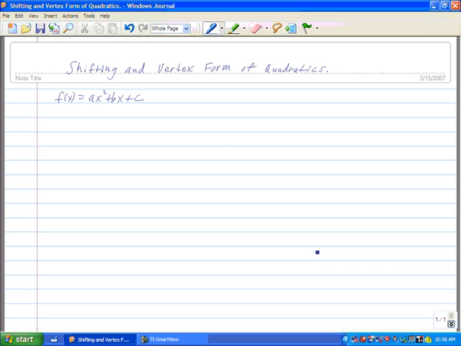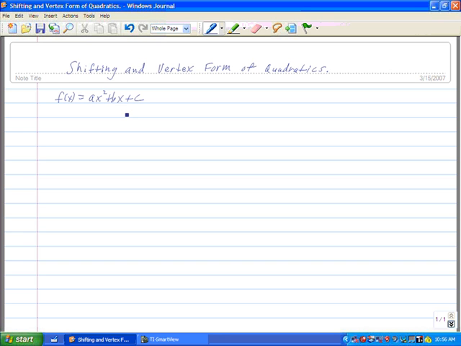We're now going to look at something that's commonly called shifting. It can also be called rigid and non-rigid transformations. But basically, we want to look at how to take the graph of a function and move it around. Now, for our example, we're going to work with quadratics.